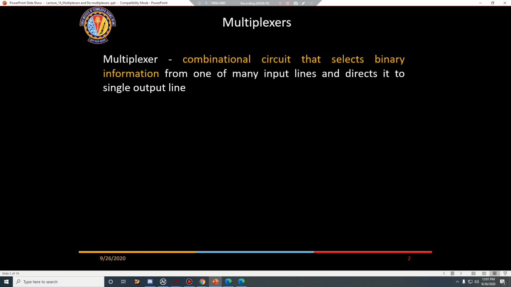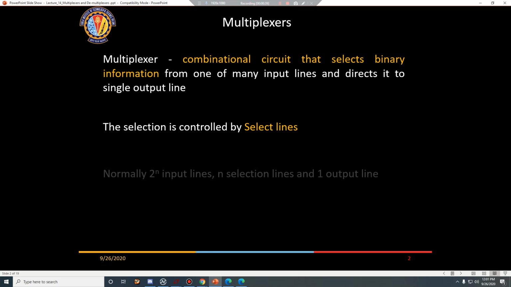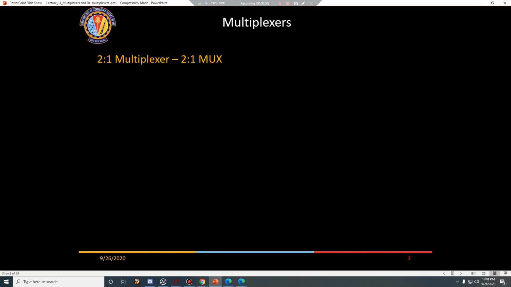Okay, a multiplexer is a combinational circuit that selects binary information from one of the many input lines and directs it into a single output line. The selection is controlled by the select line. So you have certain select lines which will control which input line is to be connected to the output line. Normally if you have 2 to the power of n input lines, n selection lines will be there and there will be only one output line. So it will become clear in the next slide.